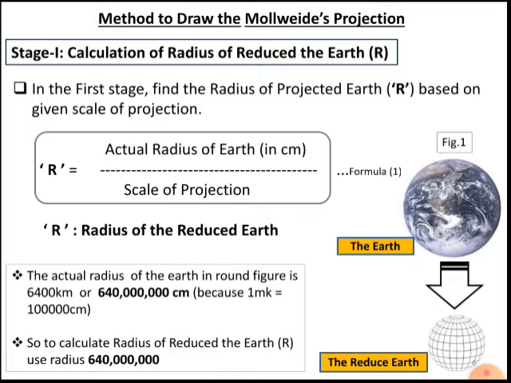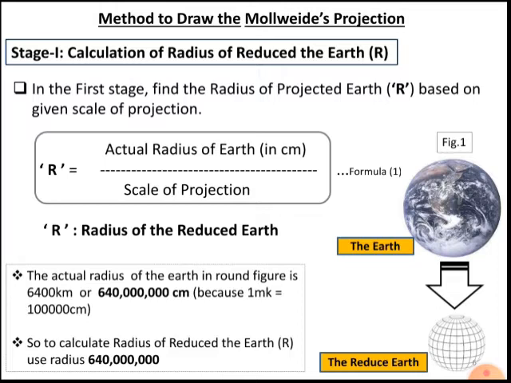So we have to reduce it by a certain scale. For finding the radius of the reduced earth in the form of the globe, which you can see in the picture, the actual earth and reduced earth, how it would be, you have to find out the R, that is capital R. For that, the formula has been given, which goes like this: R is equal to the actual radius of earth in centimeter divided by the scale of projection.